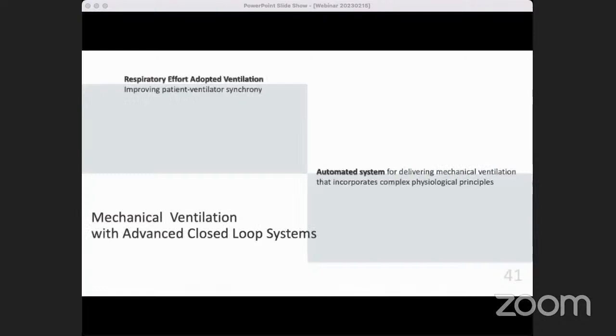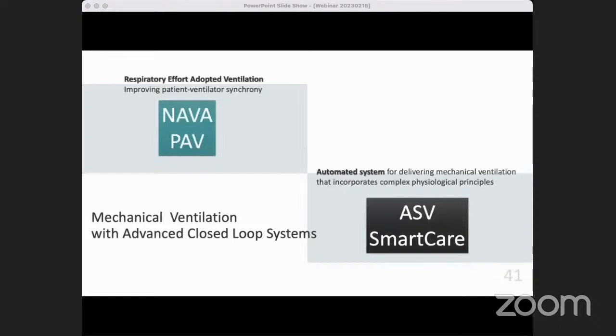Let's look at HFO from the perspective of the advanced closed-loop system concept in ventilators. There are automated systems using SpO2 and EtCO2, like ASV and SmartCare, or adaptive ventilation to respiratory efforts, like PAV and NAVA. I think that the concept of HFO with VG is similar to PAV and NAVA. What do you think?